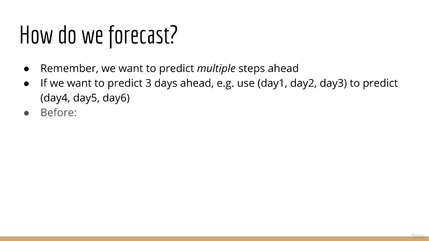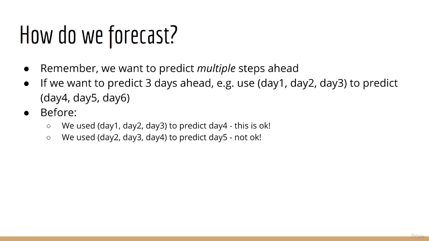What were we doing before? We used day 1, day 2, and day 3 to predict day 4. That's fine. Then we used day 2, day 3, and day 4 to predict day 5. That's not fine. Because remember, we don't know the value on day 4 yet. Today is only day 3. Similarly, we can't use day 3, day 4, and day 5 to predict day 6. So what do we do instead?